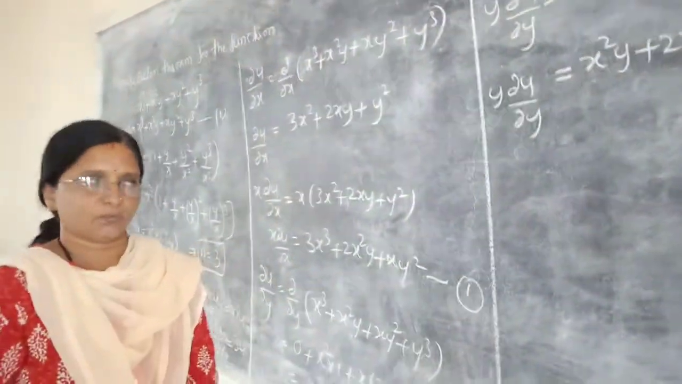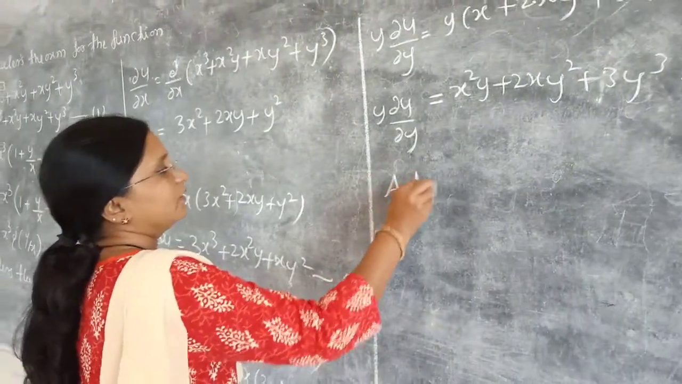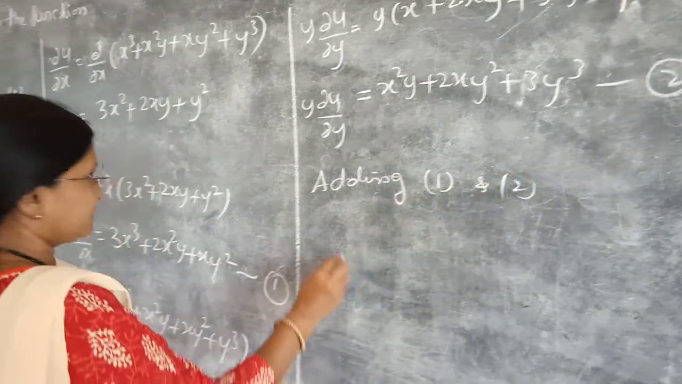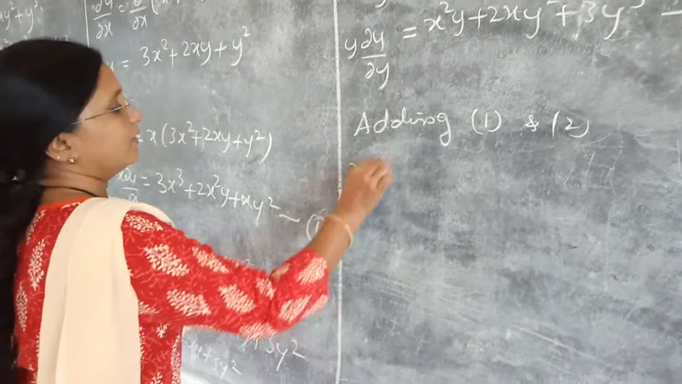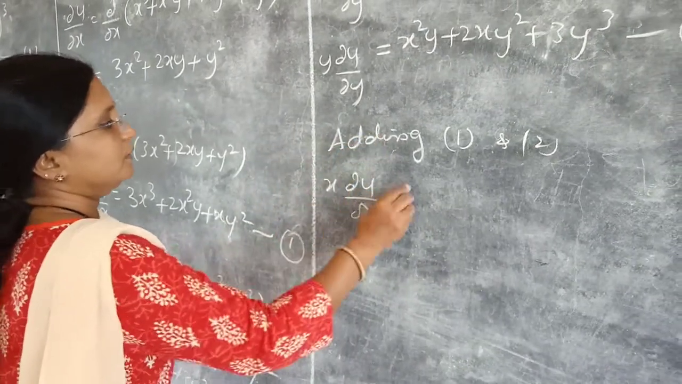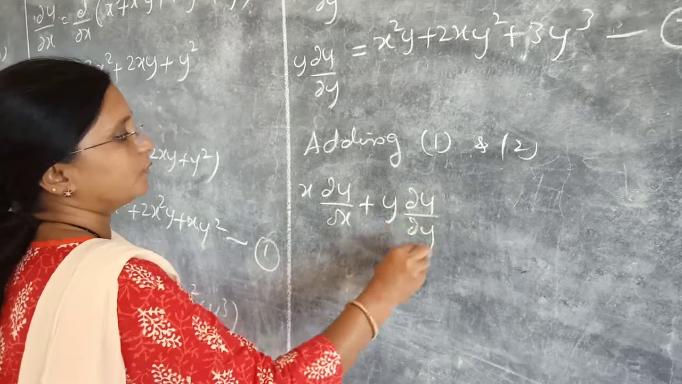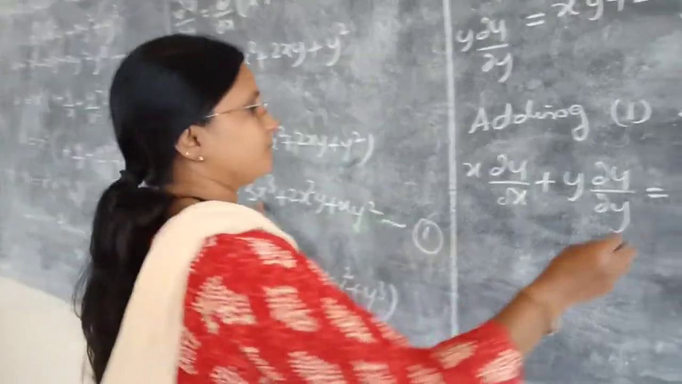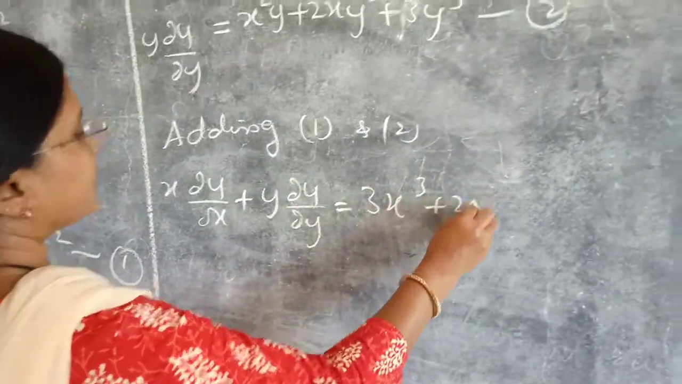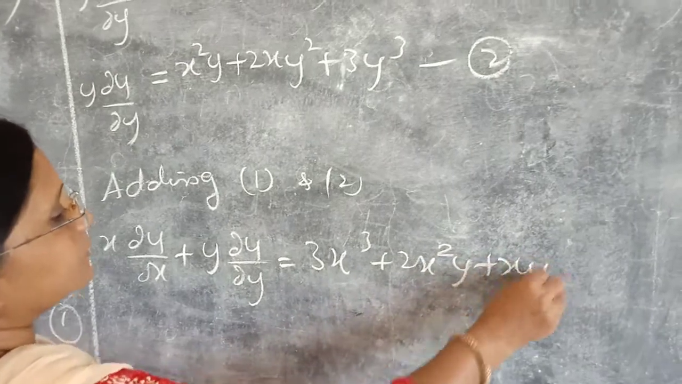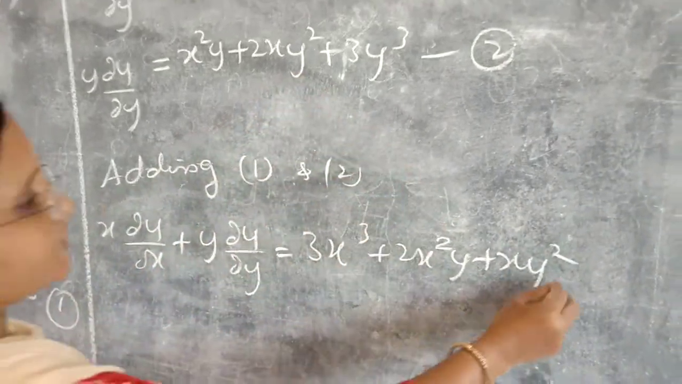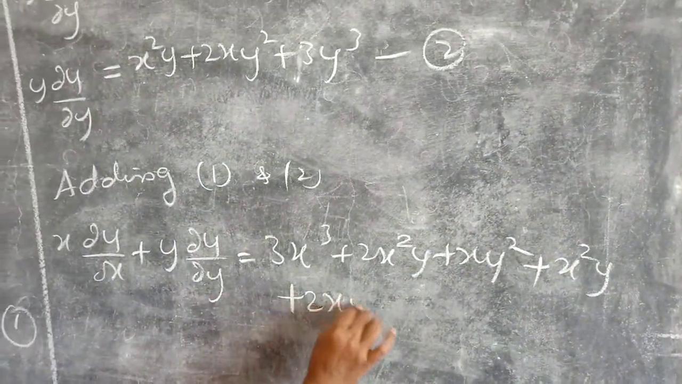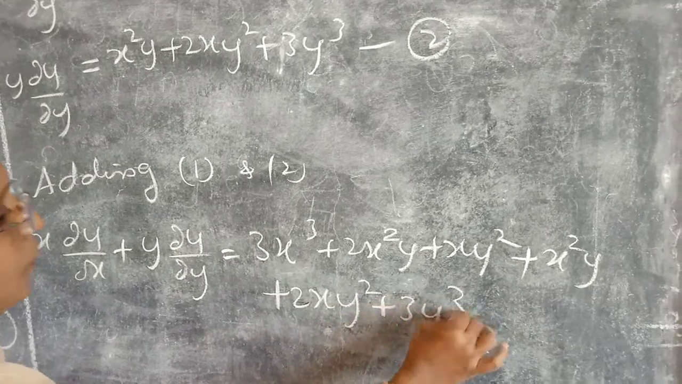Now let us add these two equations, 1 and 2. Let us add the LHS: x into dou u by dou x plus y into dou u by dou y is equal to, let us add the RHS also. The RHS of equation 1 is 3x cube plus 2x square y plus xy square, plus the RHS of the second equation, x square y plus 2xy square plus 3y cube.